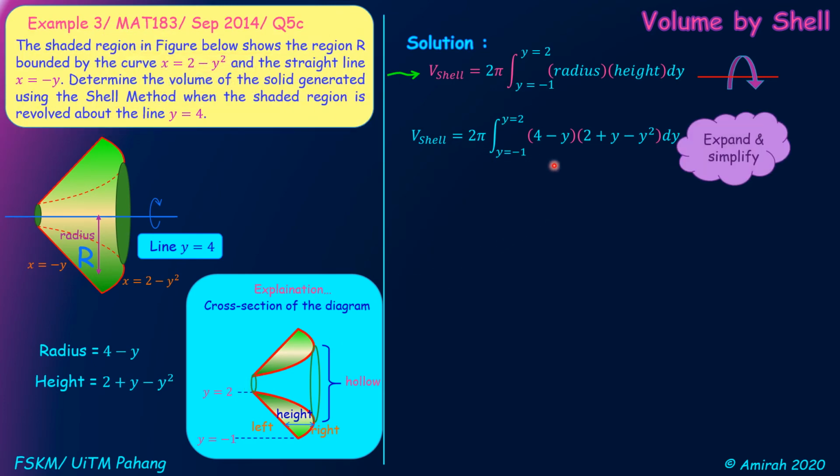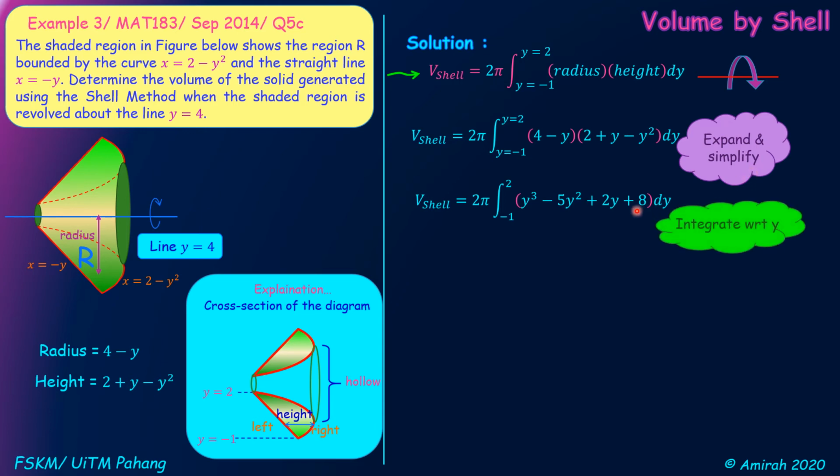So from here, we can expand and simplify before we integrate. We expand one by one. After we expand and simplify, we get y cubed minus 5y squared plus 2y plus 8 dy. Then we can integrate with respect to y.